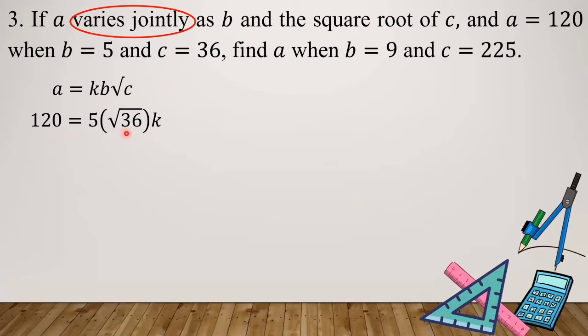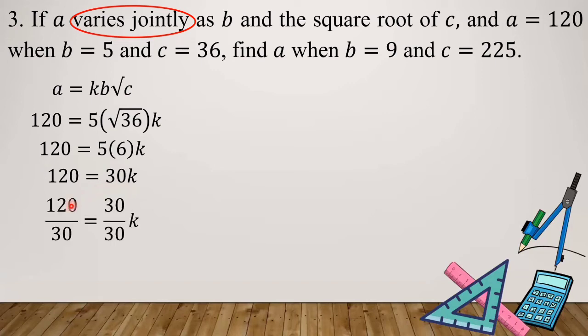So the square root of 36 is equal to positive 6. So 120 is equal to 5 multiplied by 6k. 5 times 6 is equal to 30. So 120 is equal to 30k. Then divide both sides by 30. So it will become 120 divided by 30 is equal to 30 over 30k. 120 divided by 30 is equal to 4, then 30 divided by 30 is equal to 1.